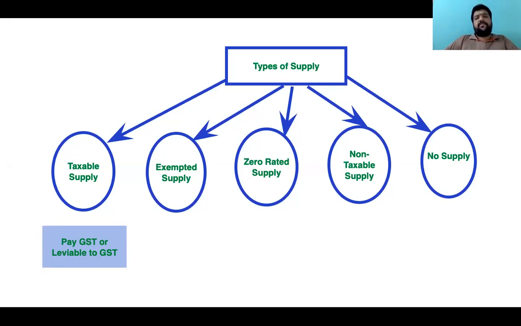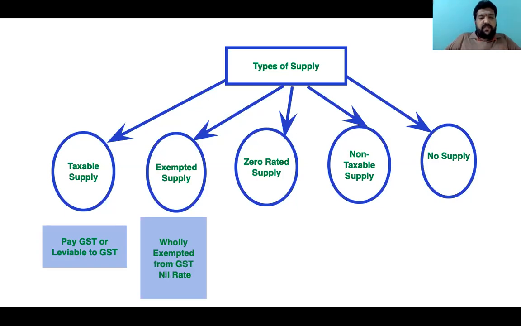Type of supply. On that, the next one, exempted supply: when the goods or services are wholly exempted from the levy of GST. It also includes nil rate. If any goods are liable for nil rate, one is wholly exempted from GST, and the other is nil rate. If some products are liable for nil rate, then that nil rate is also wholly exempted from GST, and is liable to a nil rate of tax. No doubt.